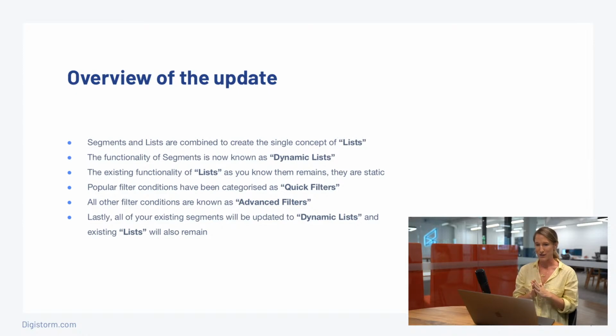So with those changes, I just want to reiterate and ease everyone's anxiety. You don't have to do anything in terms of updating your existing content. With the update that's rolled out next week, all of your existing segments, or what you know as lists, will now be rolled over into the functionality of dynamic lists if they're existing segments at the moment, or static lists if you're using just standard lists at the moment as well.